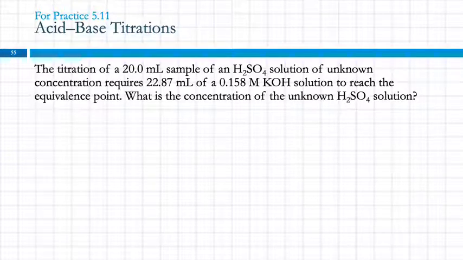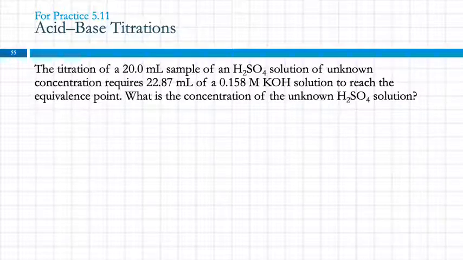So we'll do it in lab, but we also need to know how to just do calculations if we're given the information. And this comes down to solution stoichiometry, which we've already learned. It's just that it happens to be with an acid and a base, and now this question isn't giving us the balanced chemical reaction. They're going to make us figure it out. So the titration of a 20 mL sample of an H2SO4 solution of unknown concentration requires 22.87 milliliters of a 0.158 molar KOH solution to reach the equivalence point. What is the concentration of the unknown H2SO4 solution?